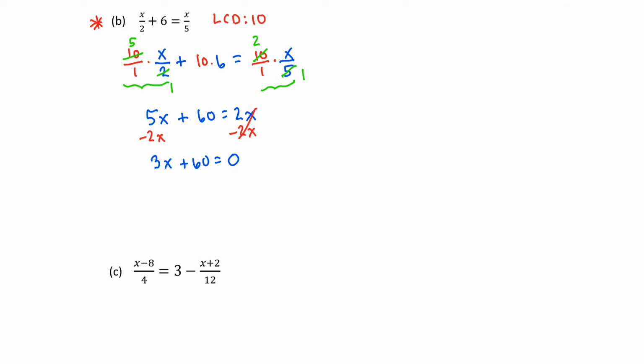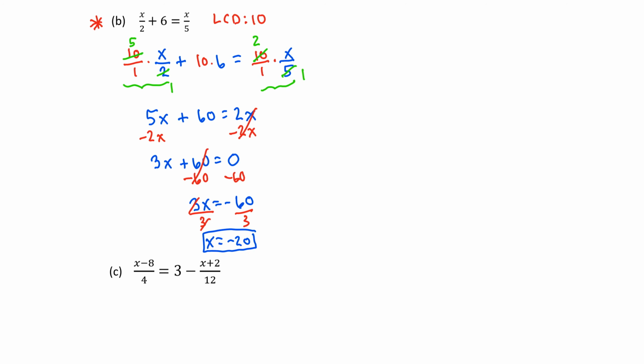And then we can subtract 60 from both sides to get all of our constant terms over there on the right side. And then to finish, we'll divide both sides by the coefficient of x, which is 3. And we end up with x equals negative 20.